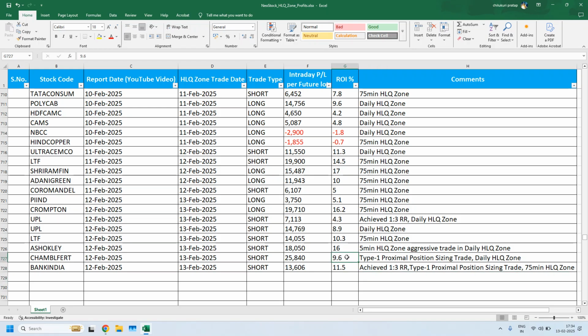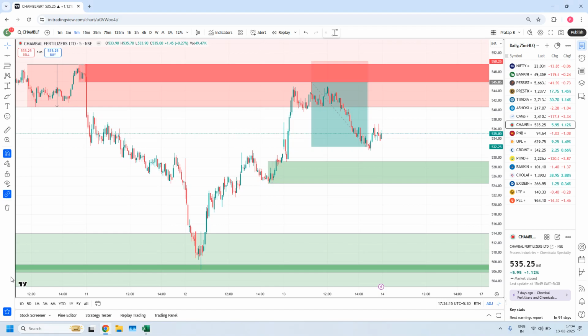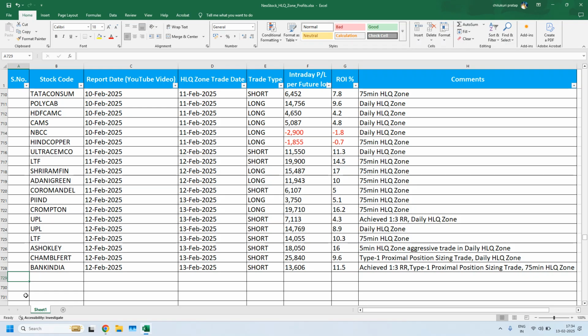Without position sizing, I am just showing you the calculations. Hope you understand. Because here, see, my goal is how our zones are working. That performance we are calculating. So what is the next one? Bank of India.